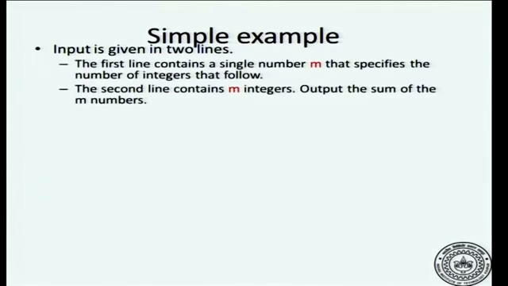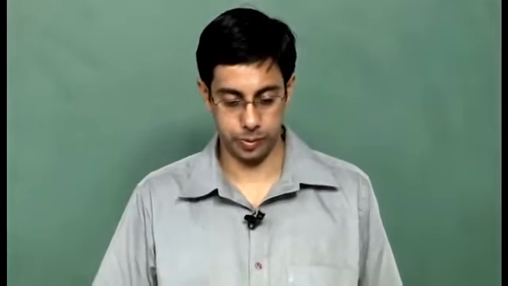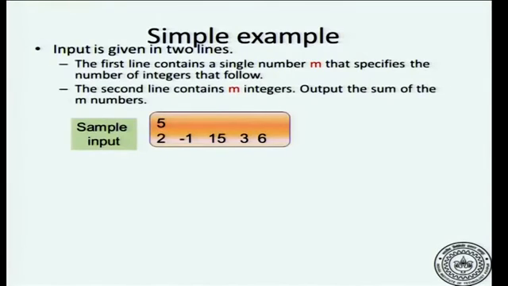Okay. Let's take another example. You have 2 lines. Okay. The first line contains a single number m, which specifies how many numbers there are in the second line. The second line contains m integers, and we have to just output the sum of the m numbers. Now we know how to do this. We have already done this using a while loop. Let's try to do it using a for loop. Okay. So the sample input is, let's say the first line is 5, and then I have 5 integers on the second line.